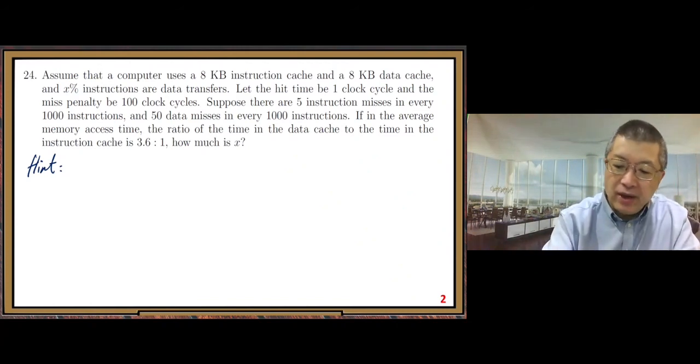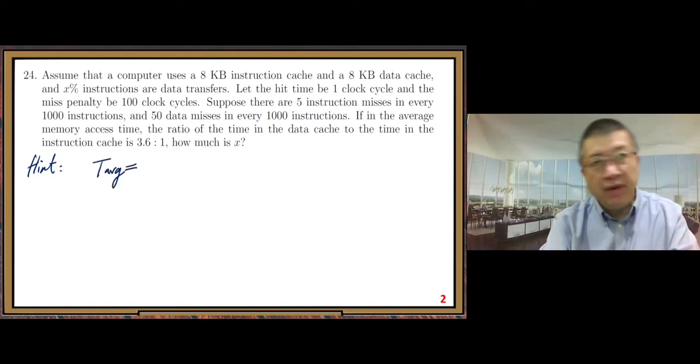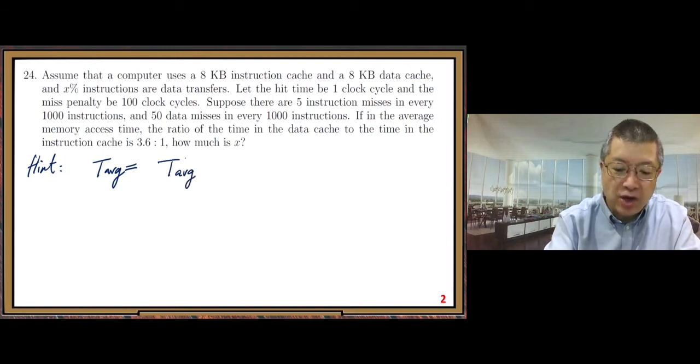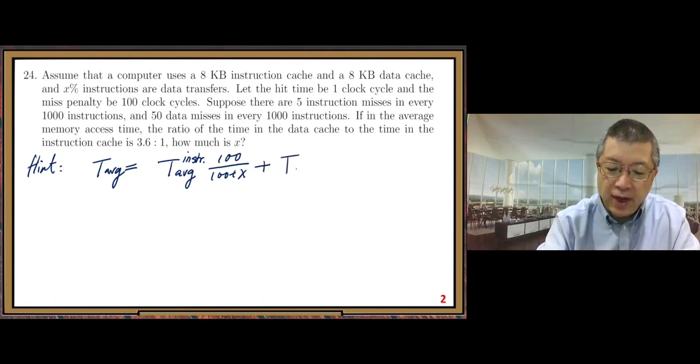When we look at the average memory access time, remember there are two parts. The first part is the average access time for the instruction part, times the weight. Remember the weight: 100 over 100 plus x. Then the data part, the average data access time, with weight x over 100 plus x.